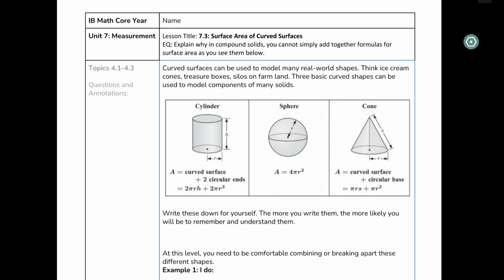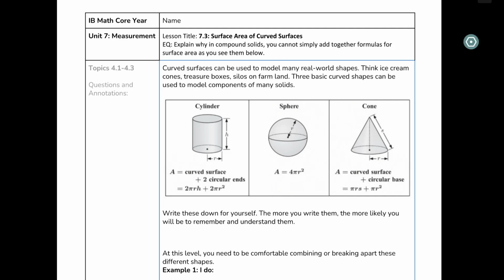Today's lesson is about surface area of curved surfaces. So we're going to apply what we did last time, but now we're going to look at curved areas. Now, we want to be able to explain why in compound solids you cannot simply add together formulas for surface area as you see them presented below.